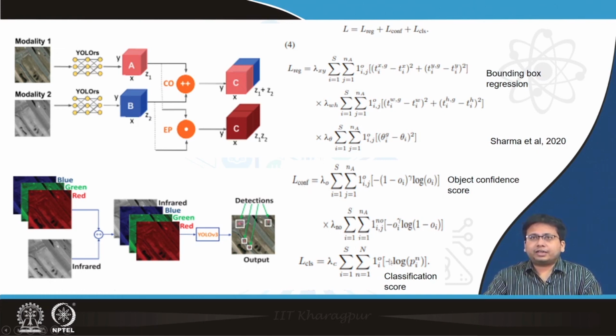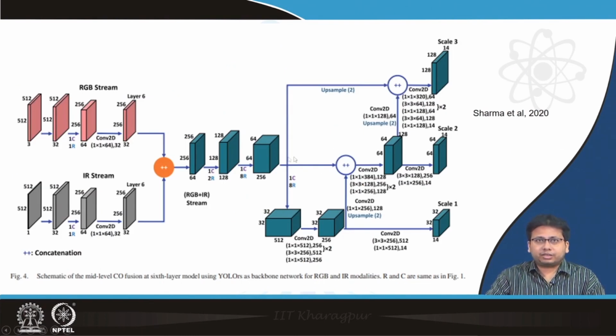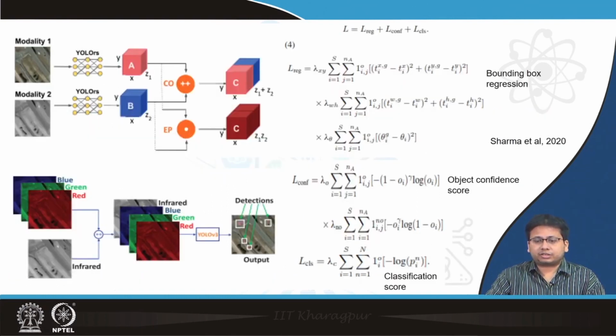Ultimately, for each bounding box I must also predict what is contained in it, what kind of object is there, like is it a building, or a car, or a cat, or a dog. That is the classification score. So there are these three things: the regression, the confidence, and the classification. All these concepts are used to define a loss function, and the neural network being discussed here, that is the YOLO RS, is trained to minimize the loss function discussed in this way.